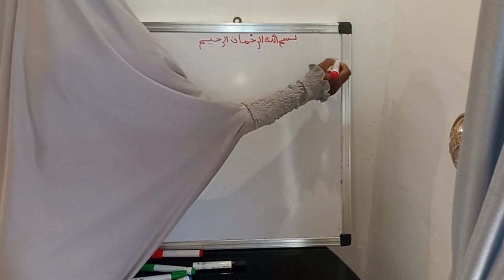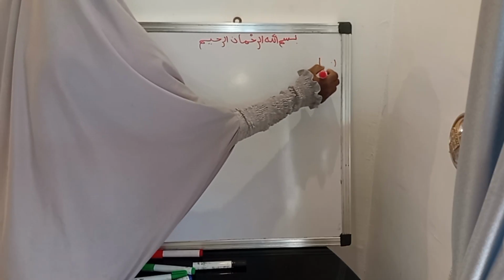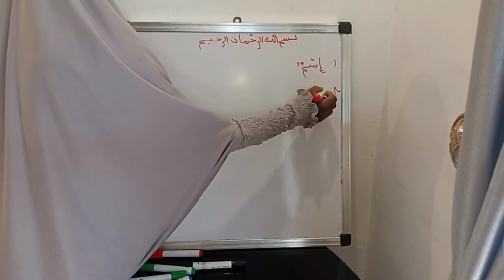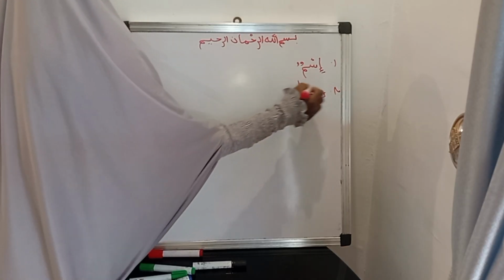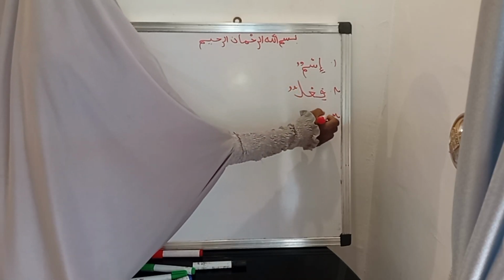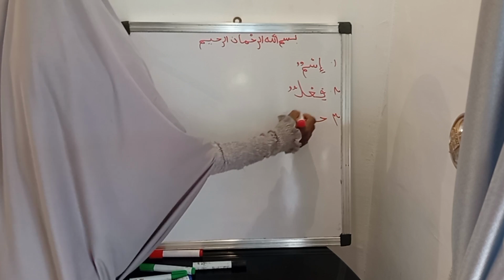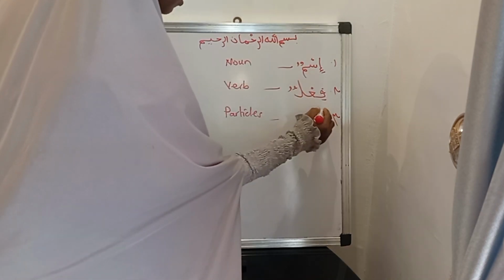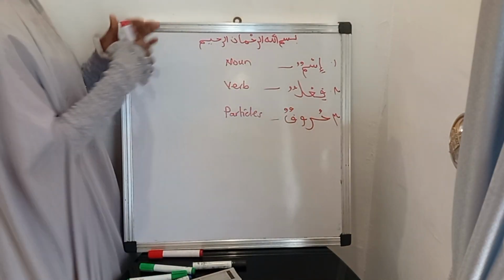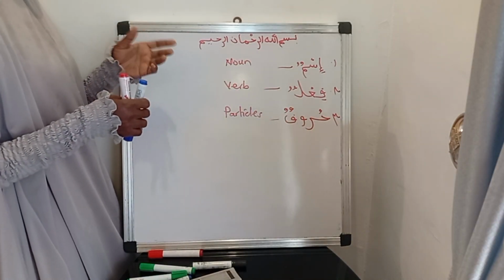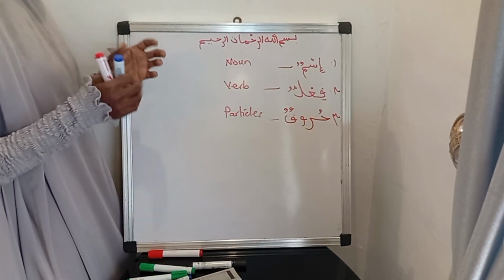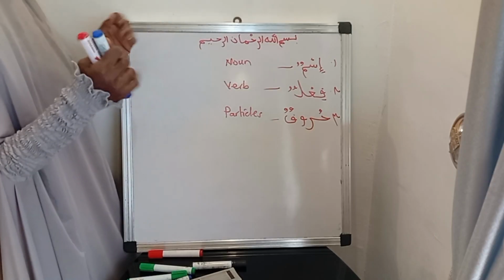Nouns, we have noun which we call ism. We have the verbs which we call the fi'al. And we have the particles, that's harf. The plural is huruf. So in English language, we know that there are 8 parts of speech. And these 3 parts of speech, we can classify them into the different 8 parts of speech.